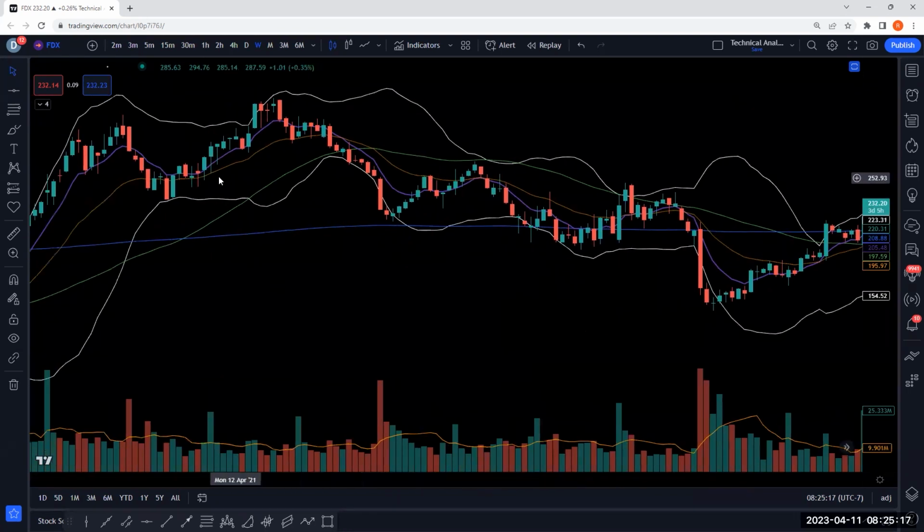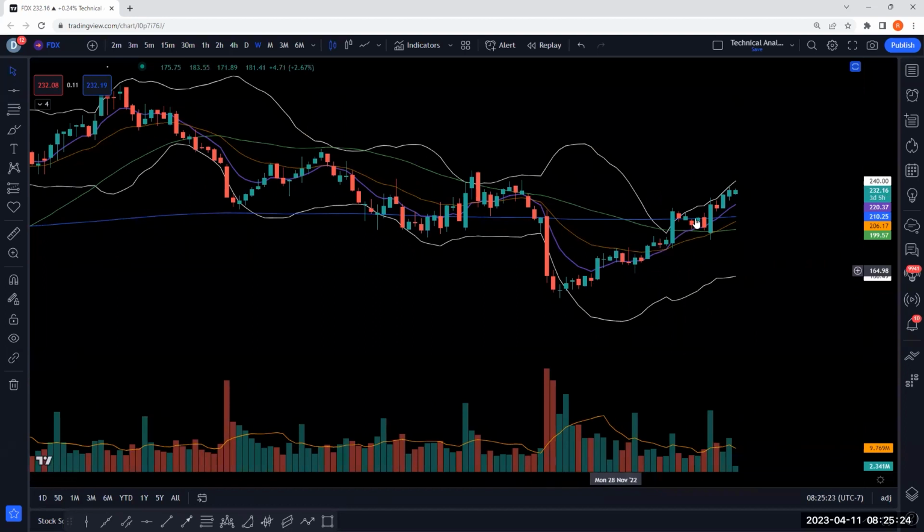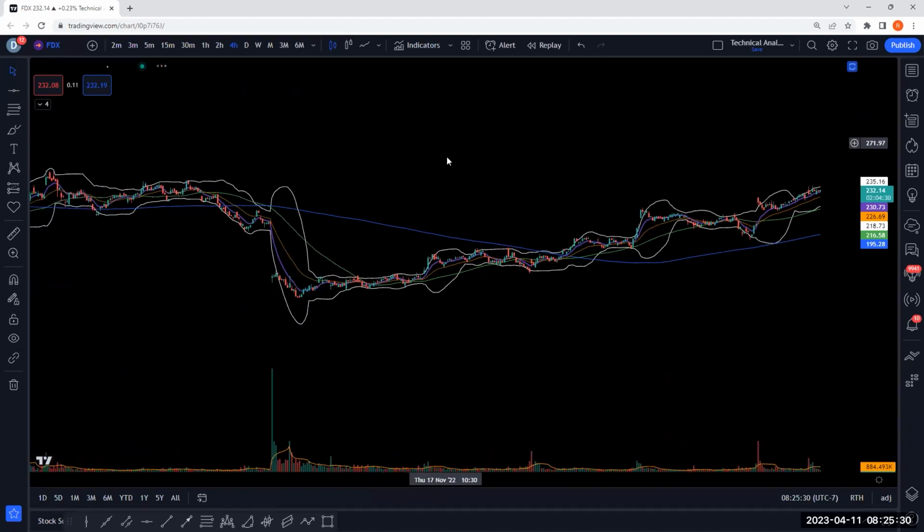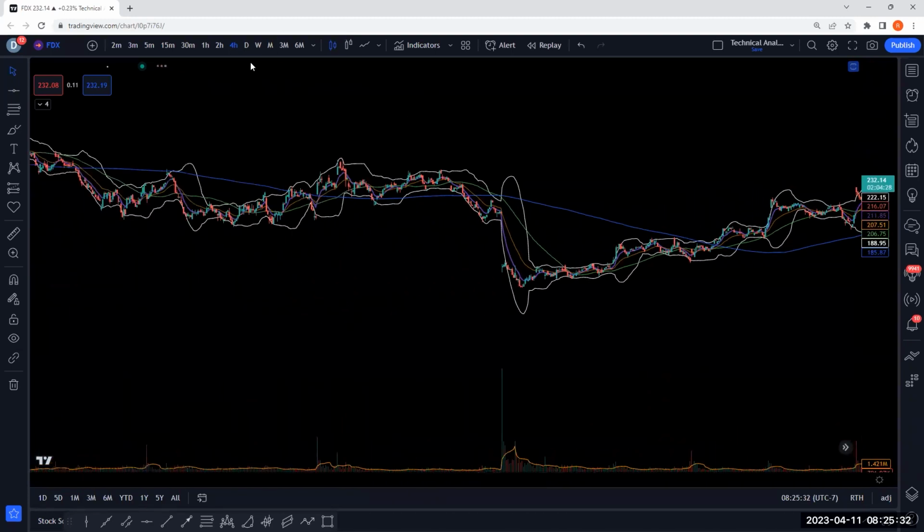So when these start getting close together, such as right here, at some point you're looking for a breakout to the bottom or to the top. And you can see it really good on these smaller time frames. I'm now on the 4 hour. So when those bands compress, at some point, we're looking for a breakout.